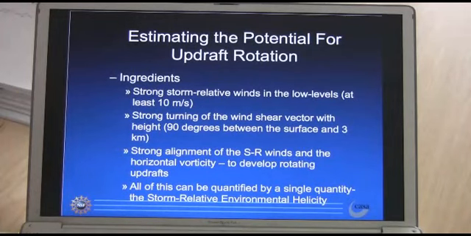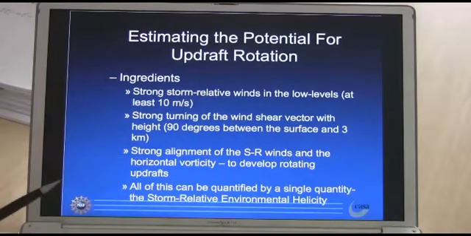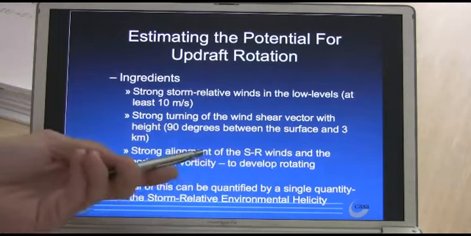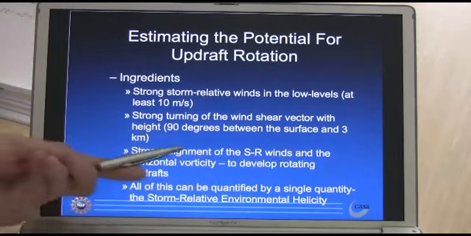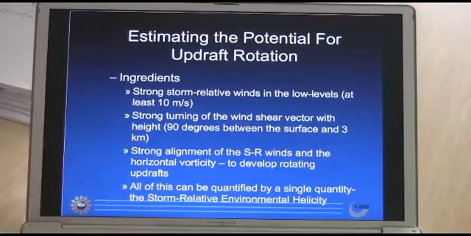The third ingredient we want is strong alignment between the storm relative wind vector and the horizontal vorticity vector. Why? To do what we've been talking about, to develop rotating updrafts. That is, to develop a preferential enhancement of the cyclonically rotating member of that vortex pair, so that the cyclonic member is preferentially enhanced. That requires, as I said before, the storm relative wind vector and the horizontal vorticity vector to be parallel, and that's what we mean by alignment. You could say strong parallelism between those two vectors. Okay?